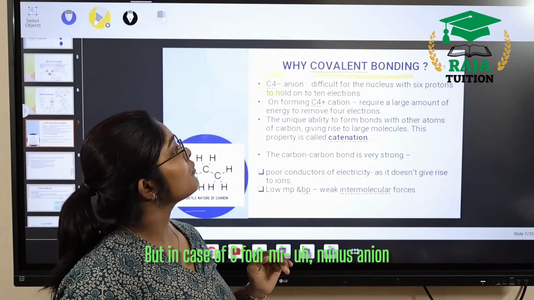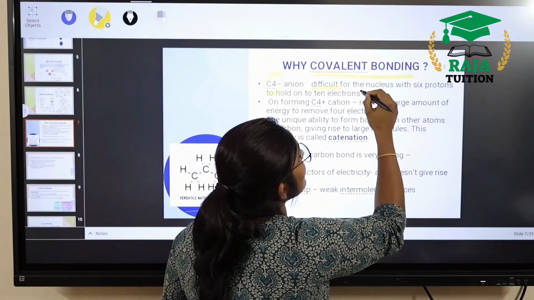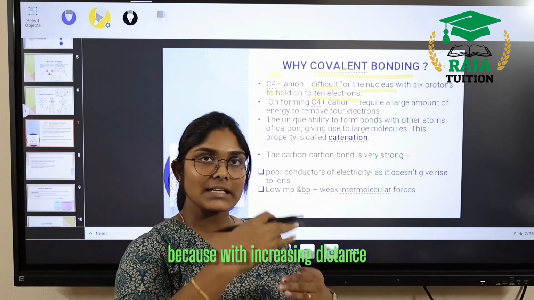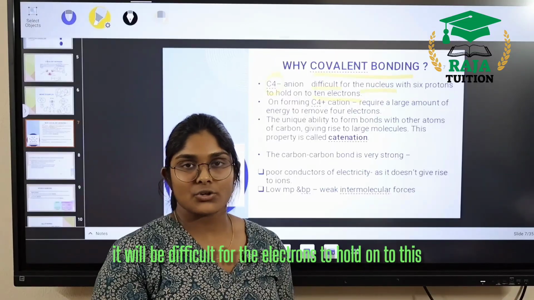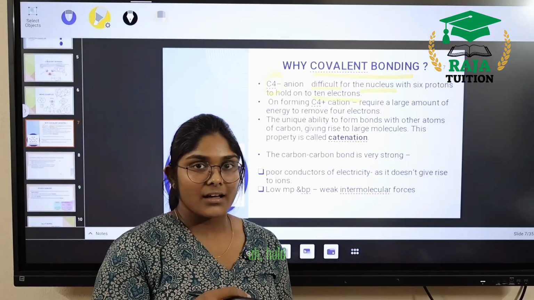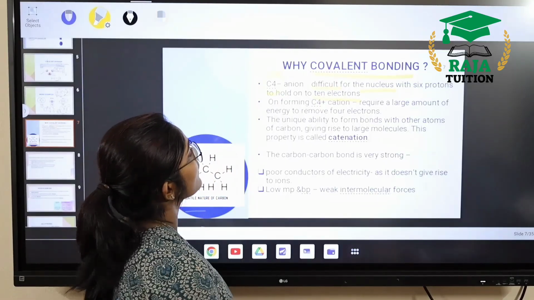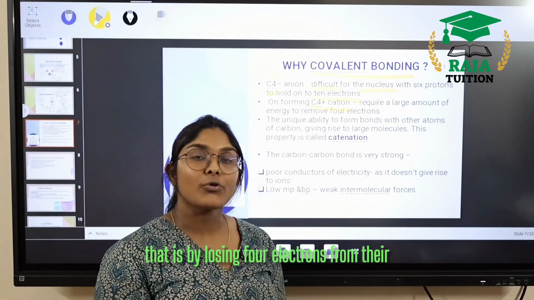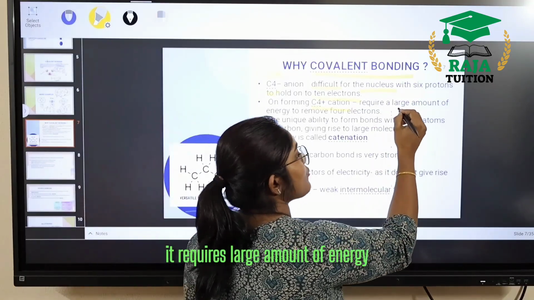But in case of the C4 minus anion, the difficulty is that the nucleus will find it difficult to hold 10 electrons, because with increasing distance and number of electrons in the same shell, it will be difficult for the nucleus to hold on to these electrons. And for the C4 plus cation, that is by losing 4 electrons from their valence shell, it requires a large amount of energy.